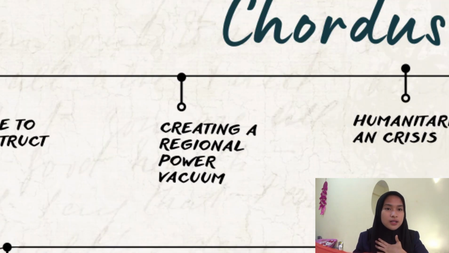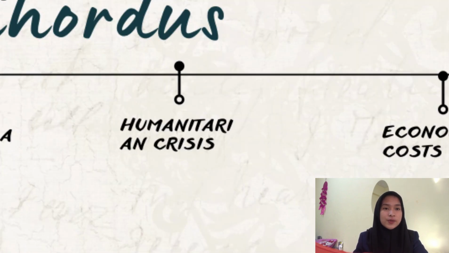Second, the war also created a power vacuum in the region, which was exploited by extremist groups like ISIS. The rise of ISIS has had far-reaching consequences, including a wave of terrorist attacks around the world and the displacement of millions of people.